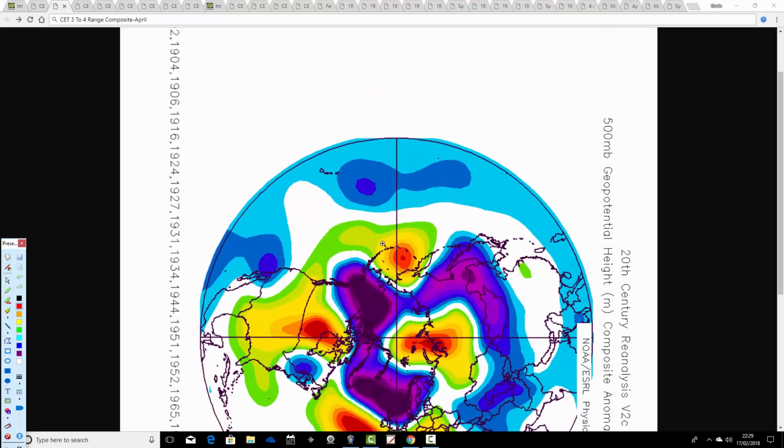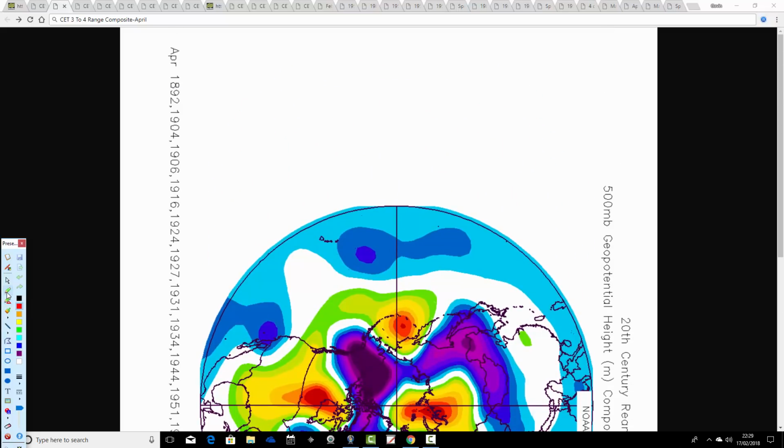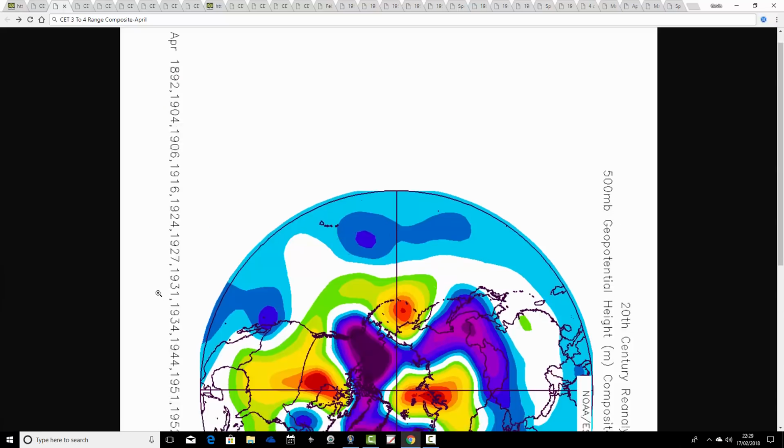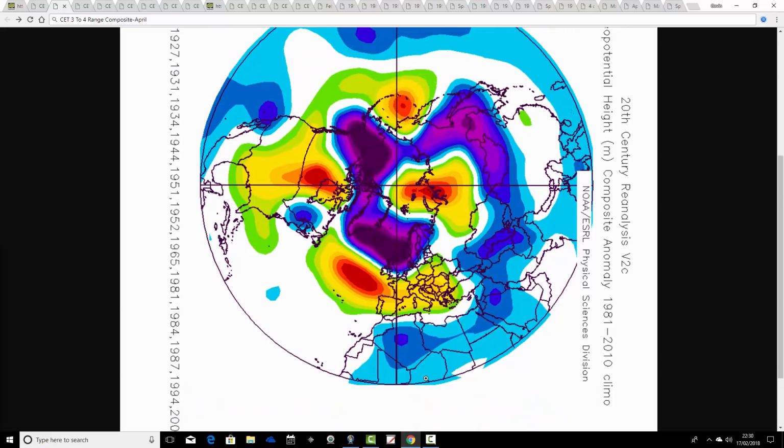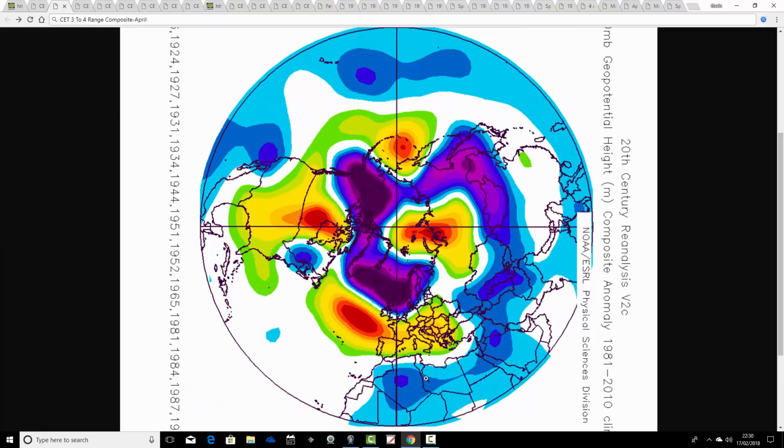Again, bear in mind there is a big range of years. We can't show you all of those years individually. We start at 1892 and go all the way down to 2012. So you've got a range of scenarios playing out, but if you put all of the years together, that is the composite that you come out with for April, following Februaries with CETs between 3 and 4 degrees Celsius.